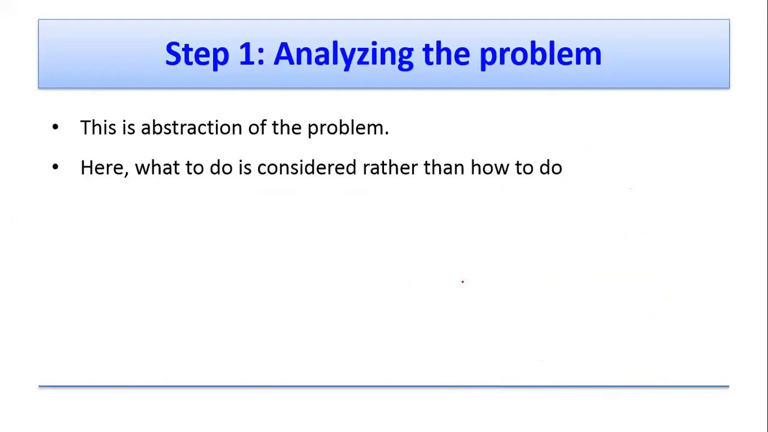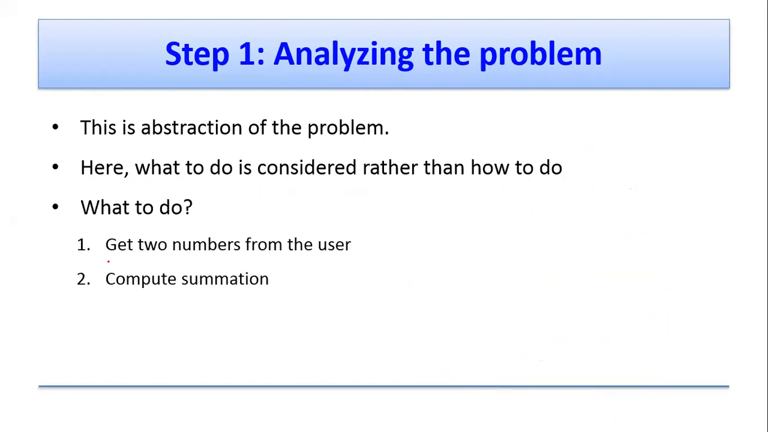So this is the abstraction of the problem. Here, we consider what to do rather than how to do. First of all, we have to consider what to do: get two numbers from the user and compute the summation. And then the third one is display the answer. So these are the things that we have to do, and we call these what to do.